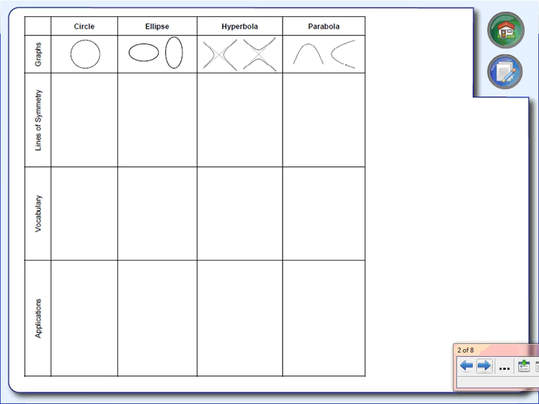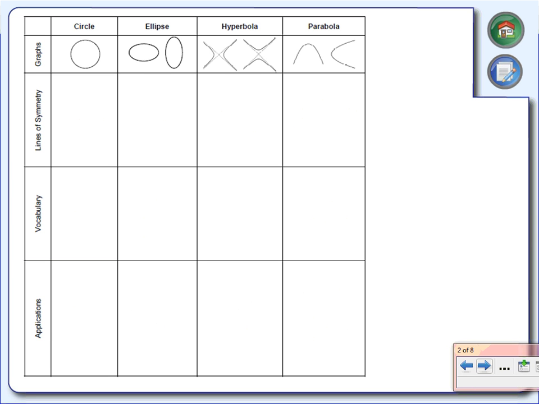Well, just like the name implies, basically it's just a section of a cone. So what I have here is a cone, and basically what happens is, depending on how I slice this cone, I can get one of four different shapes. All right. So if I cut this thing horizontally across here, I end up with a circle. That's our first conic section, right over here, circle.